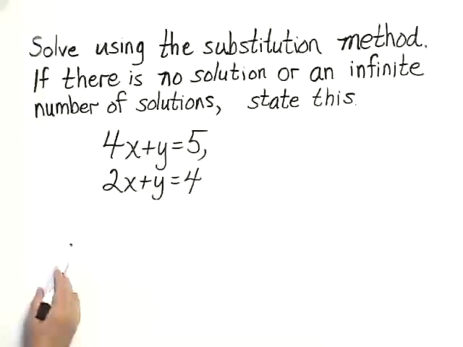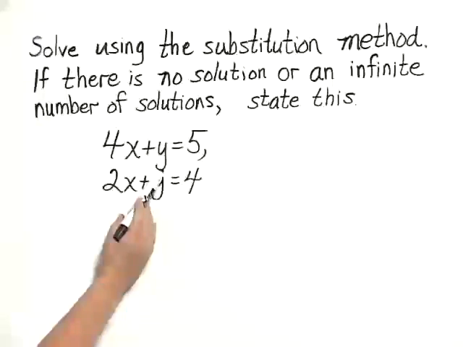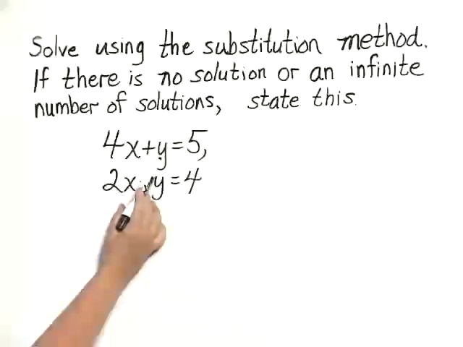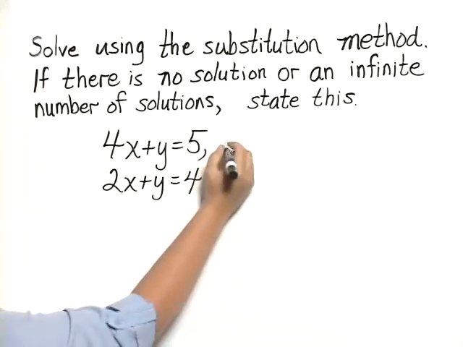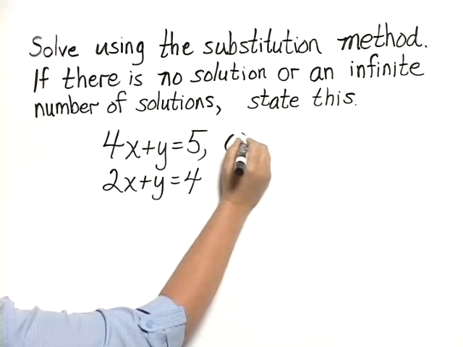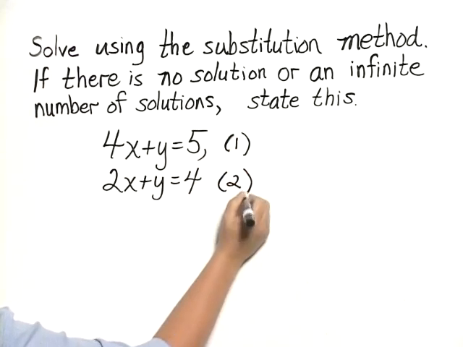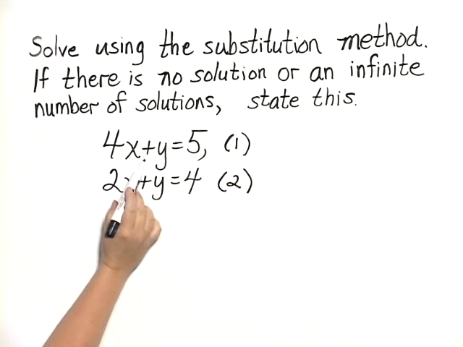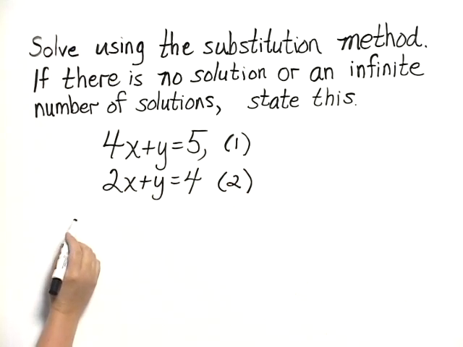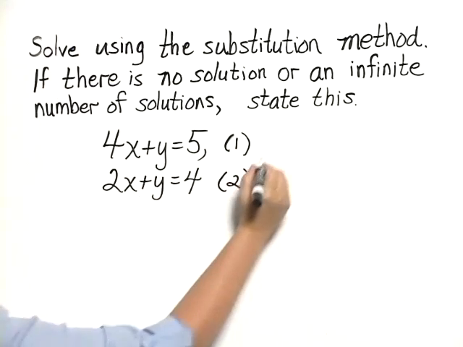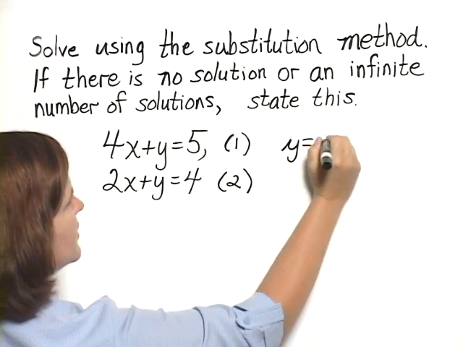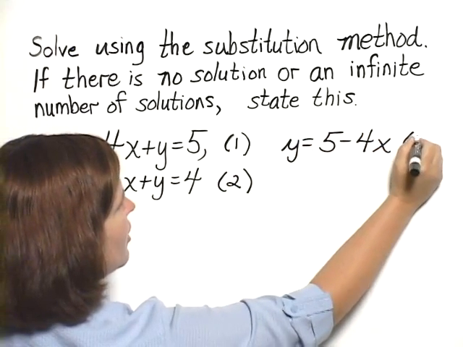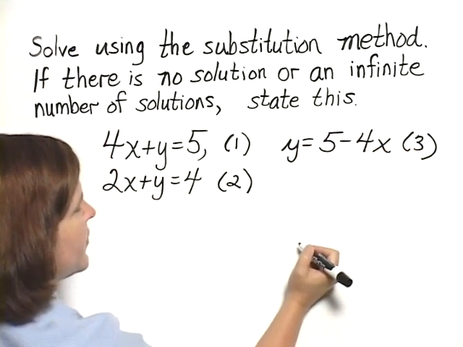To use the substitution method, we need to solve for one of these variables, and we'll choose to solve for y since its coefficient is 1. Now, so I can refer to these equations, let's call this equation 1 and this equation 2. And I'm going to solve equation 1 for y. Subtracting 4x from both sides, I end up with y equals 5 minus 4x. And let's just call that equation 3.